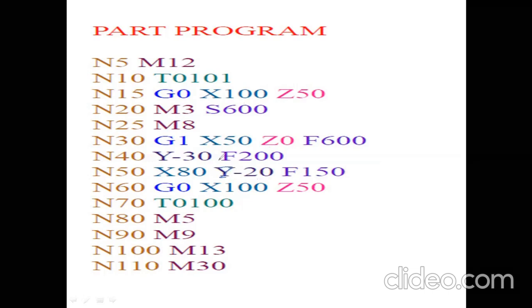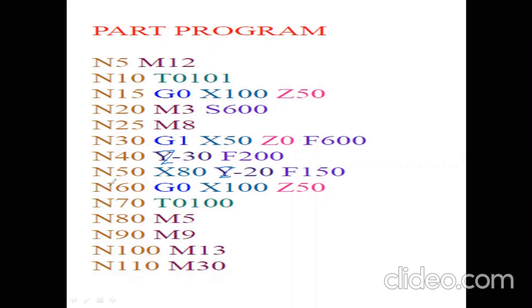This is your Z. This is also your Z. Yes, Y is wrong, because we are moving only in the Z and X directions. There is no movement in the Y direction, so it is represented by Z.